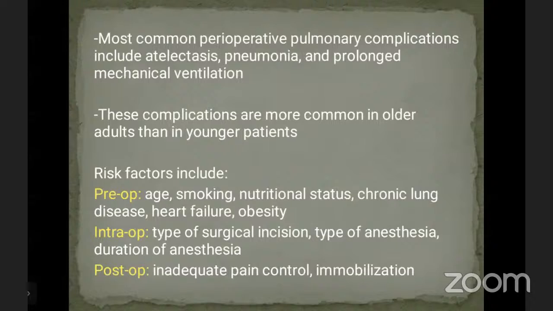Risk factors associated with increased risk of the above complications are categorized into preoperative, like age and smoking, intraoperative, like the type of surgical incision, and postoperative. You know that some surgical incisions are associated with increased risk of pulmonary complications, like the subcostal incision for cholecystectomy, for example, or the type of anesthesia. Postoperative factors include inadequate pain control and immobilization. All these factors might decrease ventilation, predisposing to alveolar collapse, which can predispose to pneumonia and atelectasis.